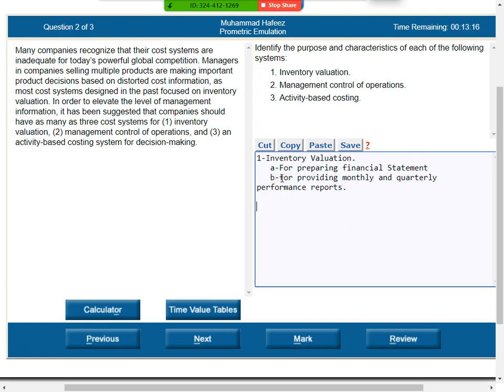Okay, done. Two. Do not go for extended details. Give what is needed. Next is the management control of operations. Management control of operations, A or static, whatever you want to. A.